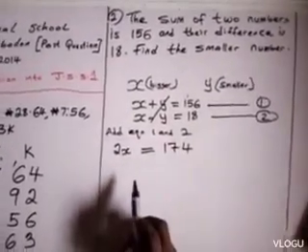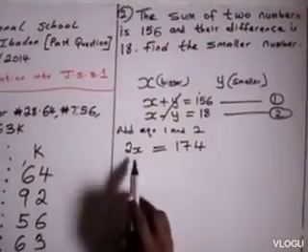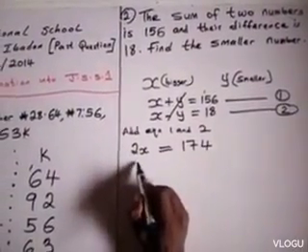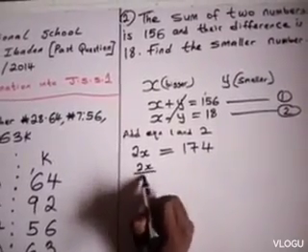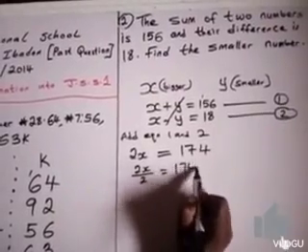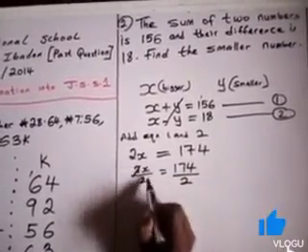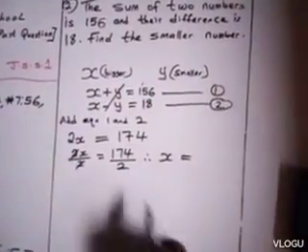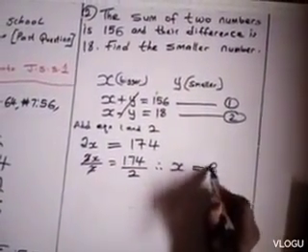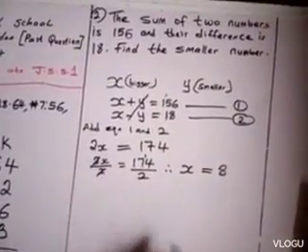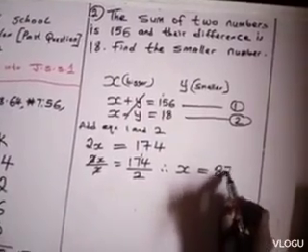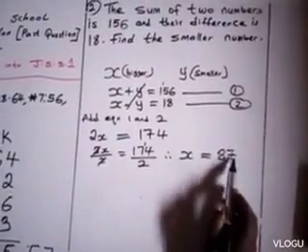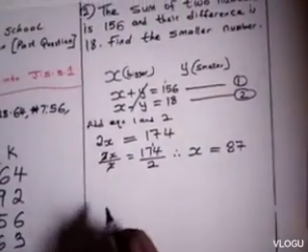Let me write it properly: 2x equals 174. Then for me to get the value of x, I'm going to divide both sides by the coefficient of x, which is 2. So 2x divided by 2 is equal to 174 divided by 2. Therefore, our x here is: 2 in 17 is 8, then 2 in 14 gives us 7. If you multiply it, 2 times 87 should give us 174. Now let's solve for y.